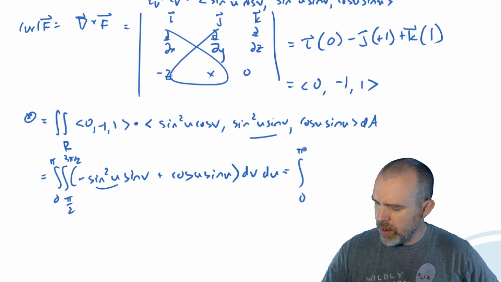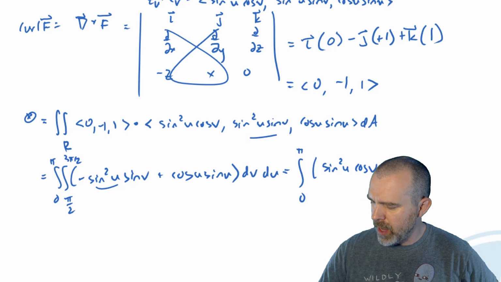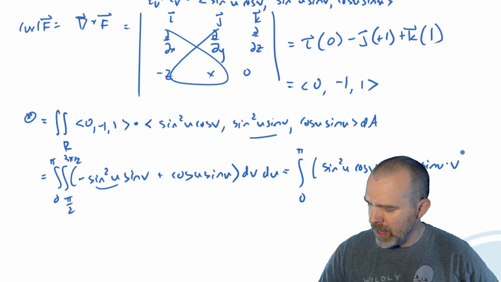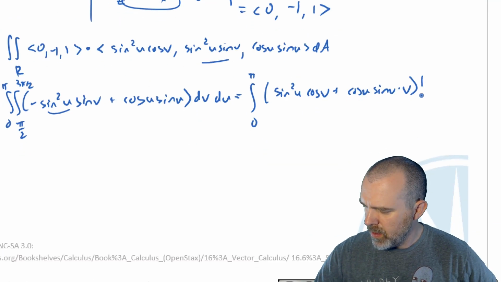All right, so let's see here. This would actually end up being positive, right? Sine squared u times cosine v plus cosine u sine u times v, from pi over 2 to 3 pi over 2, then that's du.